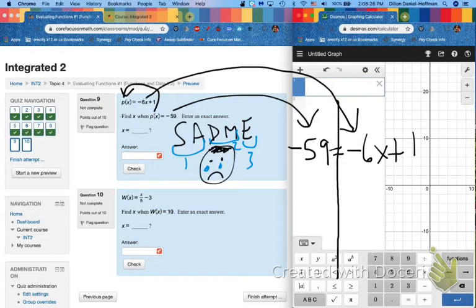Well, it's minusing 1. So I need to minus 1 from both sides. Notice I'm using red to distinguish between my old numbers. That gives me 58, and I still have negative 6x. Okay, now I have the next step.